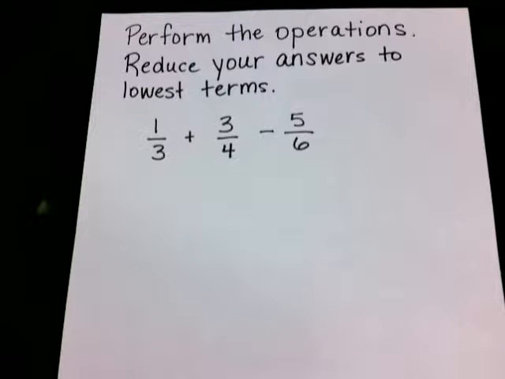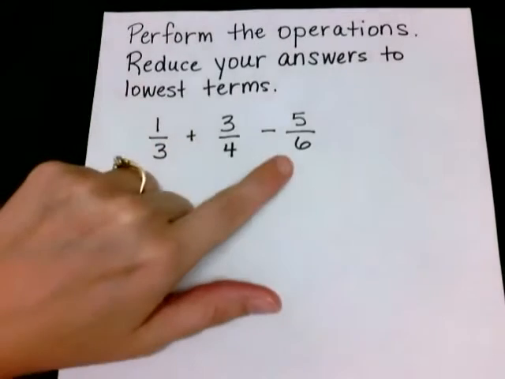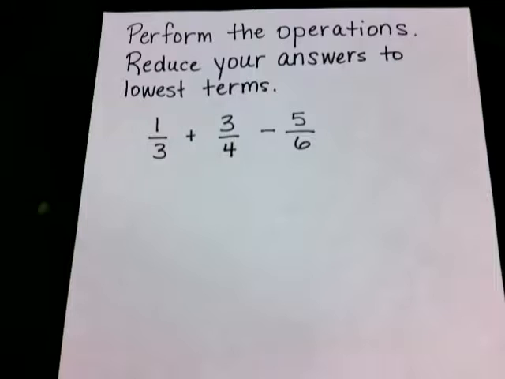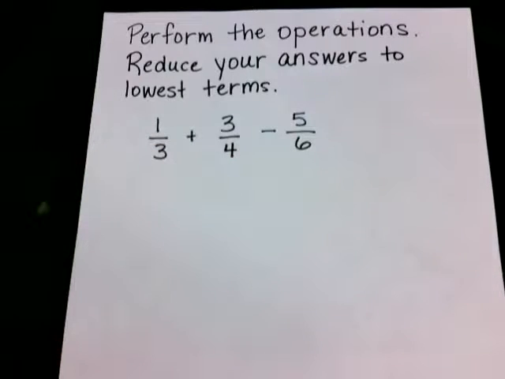This problem asks us to add and subtract fractions. The first thing you'll notice is that each of the denominators, or the number on the bottom, is different. And in order to be able to add those or subtract them, they must be the same on the bottom. So we're going to have to convert these fractions to what's called a common denominator.